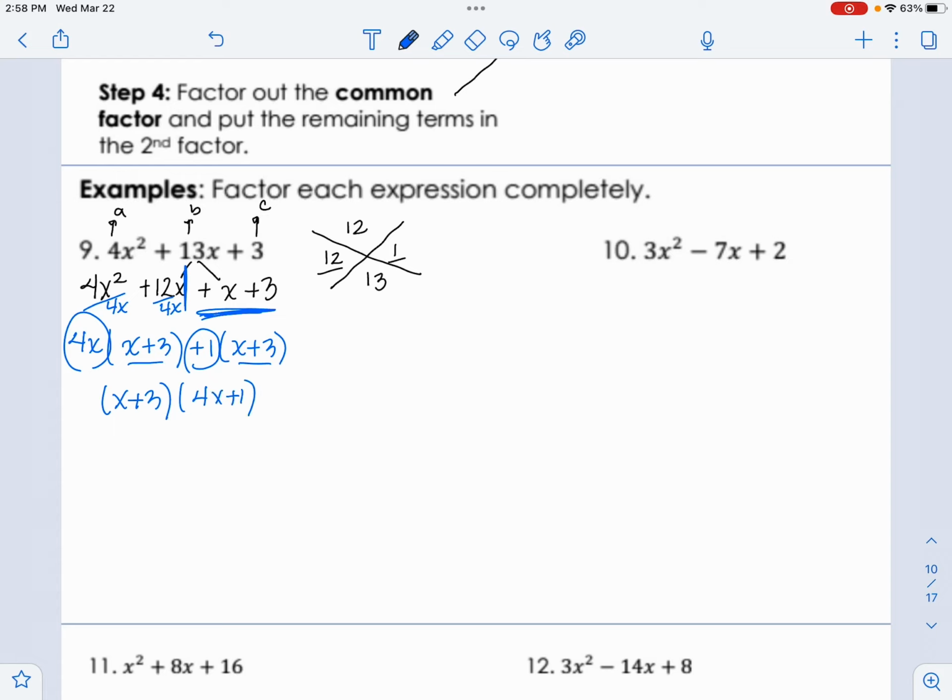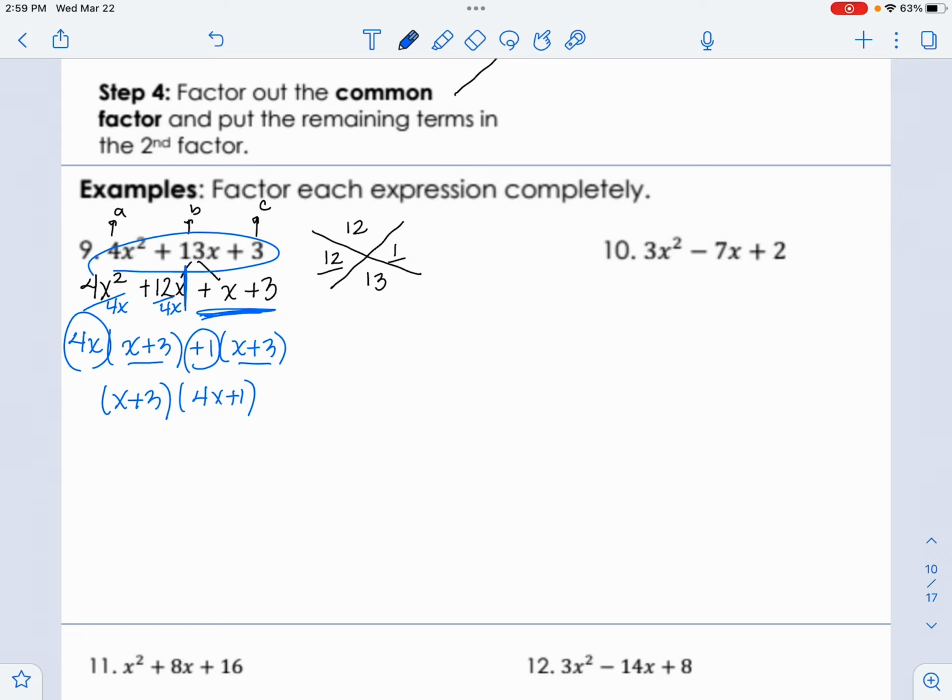Now you might be asking, what if I leave the plus 1 out? Well, you can always check your work by multiplying it out. If you left it out and just had 4x, no plus 1, then when you multiply 4x times x, you get 4x squared. 4x times 3 is 12x, which is not the original problem. So when you check your work, you multiply this out. What you should get after you combine like terms is your original problem. And that's how you know. You can check all of your factoring problems by doing that.